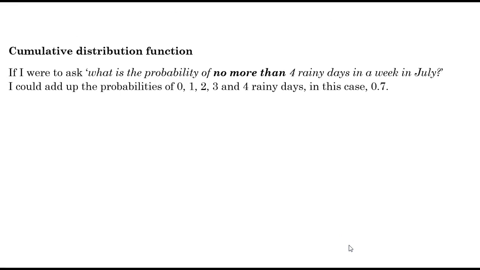So, now I want to talk about this thing, a cumulative distribution function. And by cumulative, I mean including everything that came before. So, we might use a phrase like up to or no more than. So, what is the probability of no more than 4 rainy days in a week in July? That means I want to know what's the probability of either 0, 1, 2, 3 or 4. It's cumulative, everything up to and including 4.